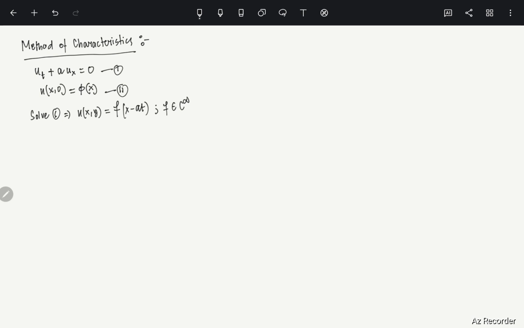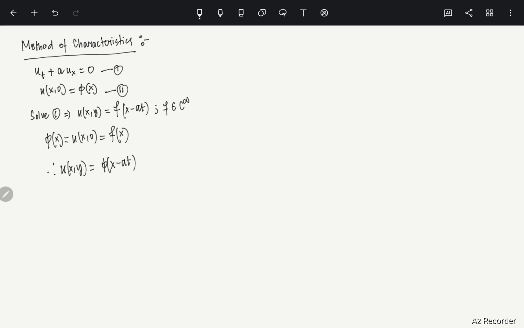Now the thing is this: if we want u(x, 0) equal to phi of x, given to us, then phi of x has to equal u(x, 0), and from solving 1 you have f of x. So basically phi of x is equal to f of x, so we can assume phi to be equal to f. Therefore the solution which you are looking for should look like this: u(x, y) equals phi of x minus at.